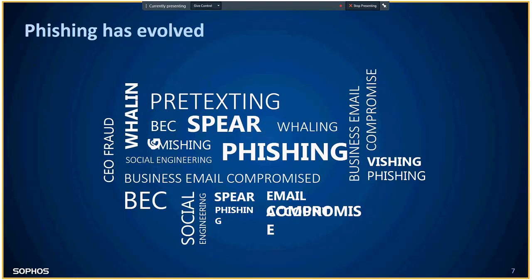So we've seen phishing evolve over the years into something much more targeted and much more devastating, because now phishing links infect your system with ransomware and cryptojacking software. It's really hard now to spot phishing emails because they look very real.